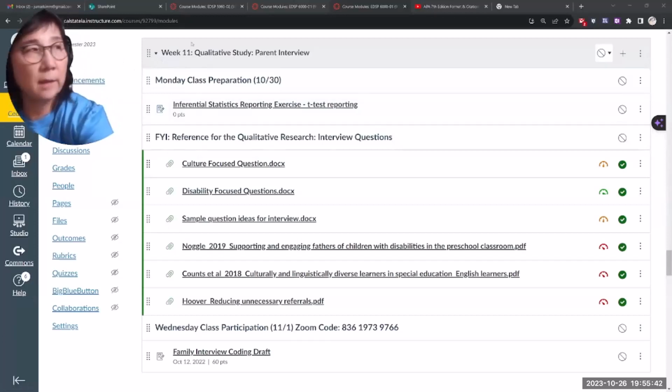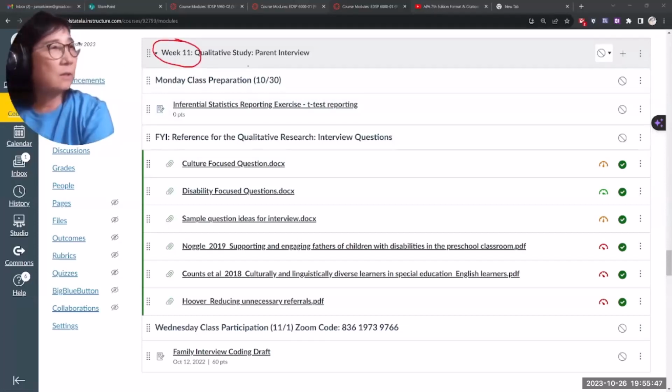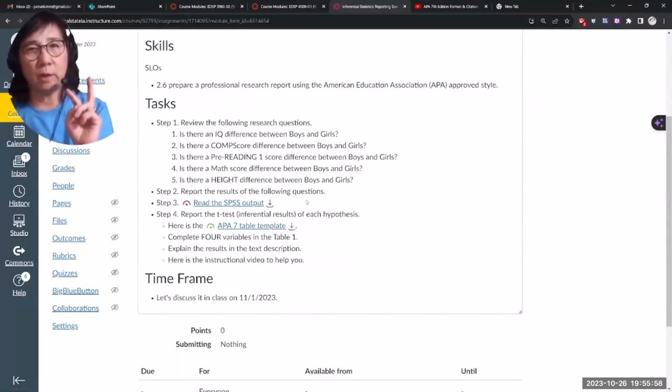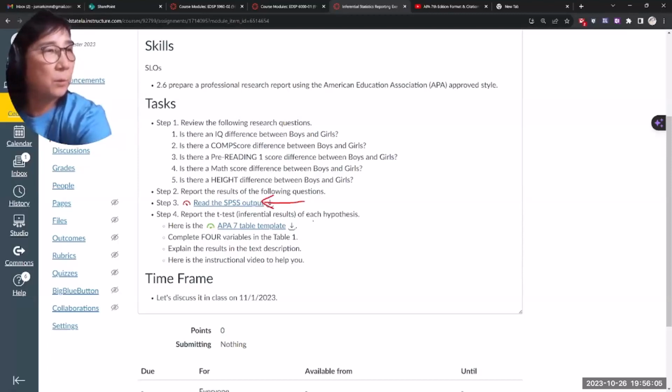Now we are in week 11. Here is the one that I posted the assignment. So you open this one. There are two attachments that I have to give to you. One is SPSS output, and the other one is table template. Two files are available for you. This is a hyperlink, so you can download.